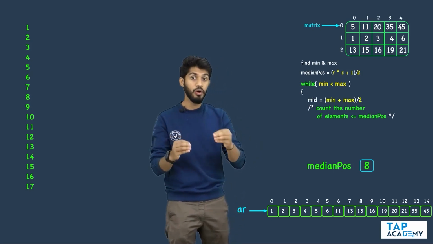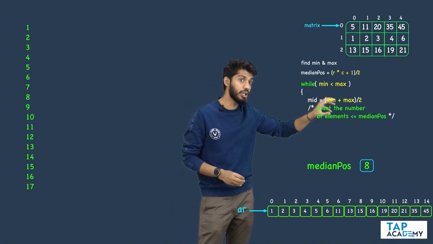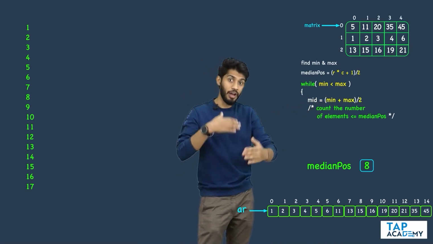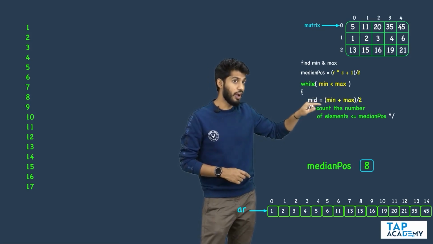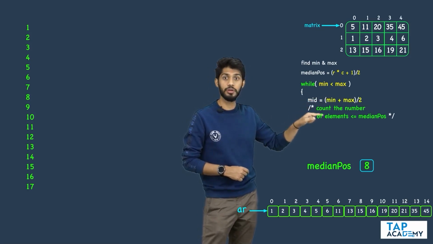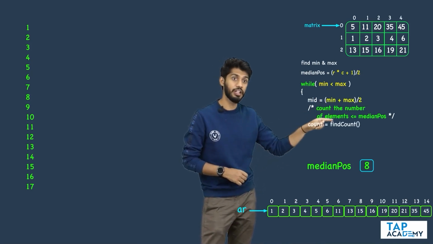I hope whatever I am going to do is clear to you guys, but how to find the count I will not explain now. I will write a separate method and explain it later. So basically I will just write find count over here. Count is equal to, I will call one method, find count. That will find the count for us.